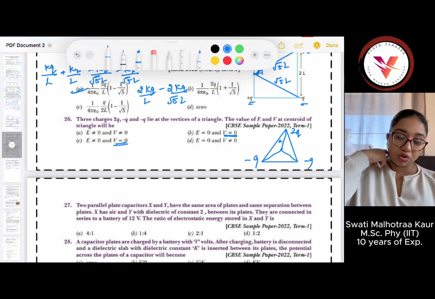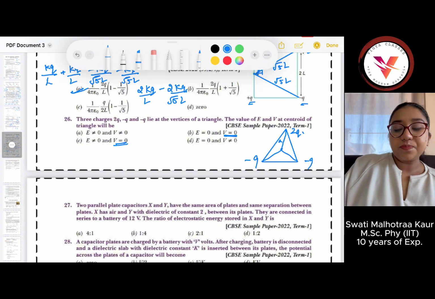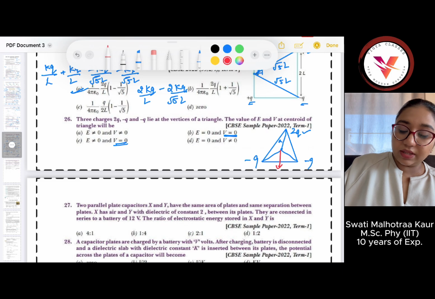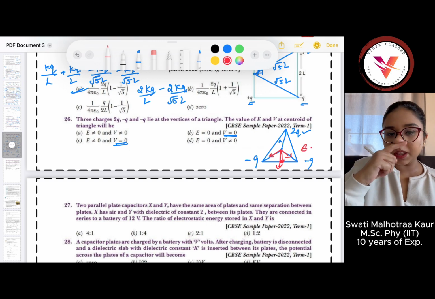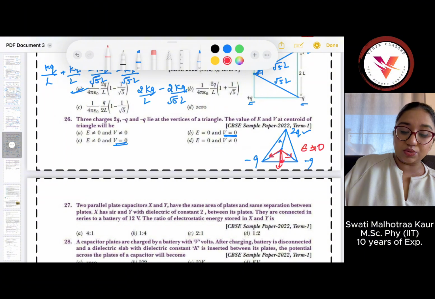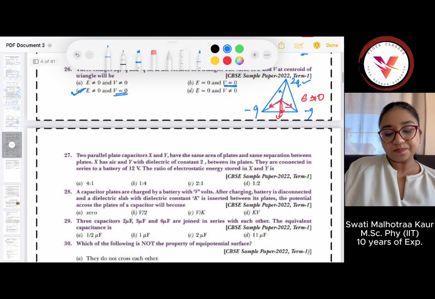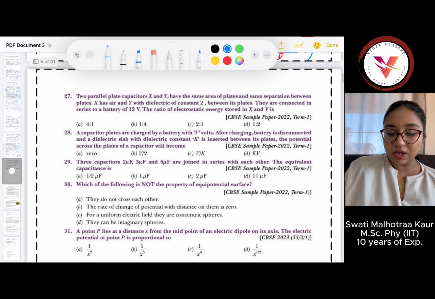For E to be 0 or not, you can simply say that for the 2q, the electric field would be in this direction, and for the minus q, they're in this direction, whose resultant is also in this direction. So the electric fields are not in the opposite direction, so it cannot be equal to 0. So V is 0, E is not equal to 0, so C is the correct option.